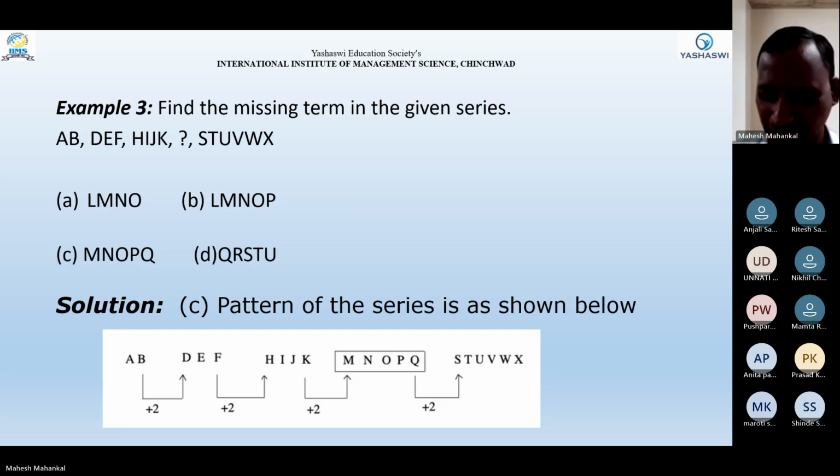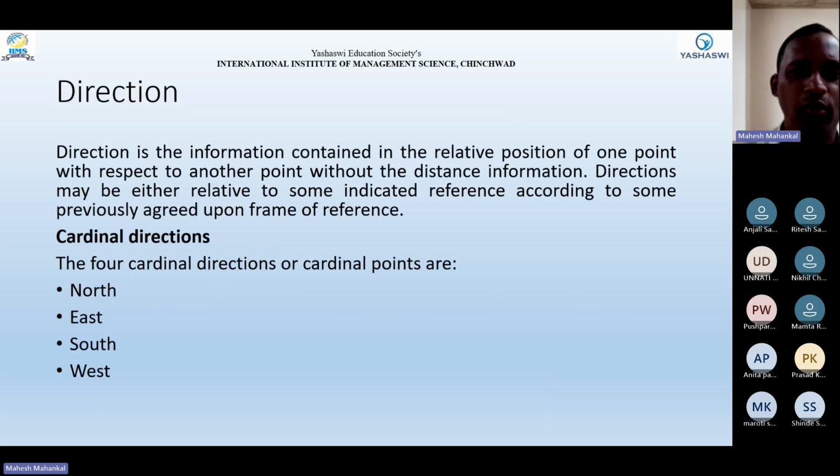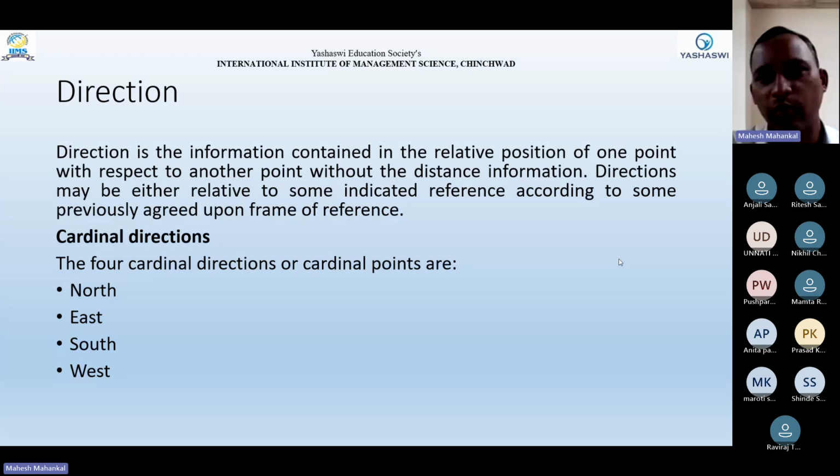Yes, students. Now we are going to see directions. The second part is direction. Direction is the information contained in the relative position of one point with respect to another point without the distance information. Direction may be relative to some indicated reference or according to some previously agreed upon frame of reference. Cardinal directions, the four cardinal directions or cardinal points, are north, east, south, west.